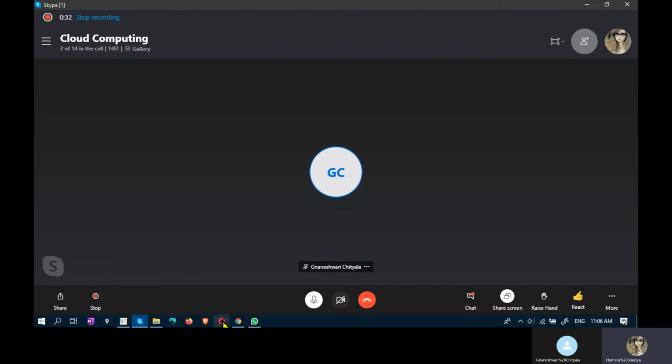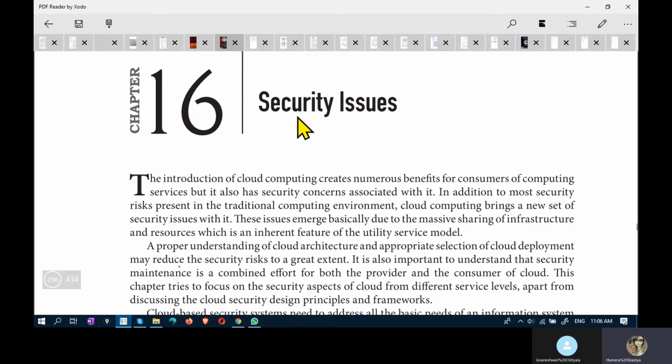Today's topic of discussion is security issues.